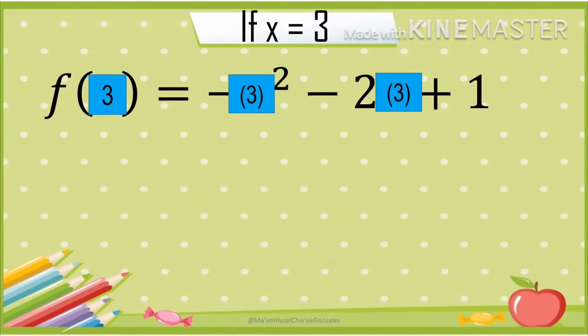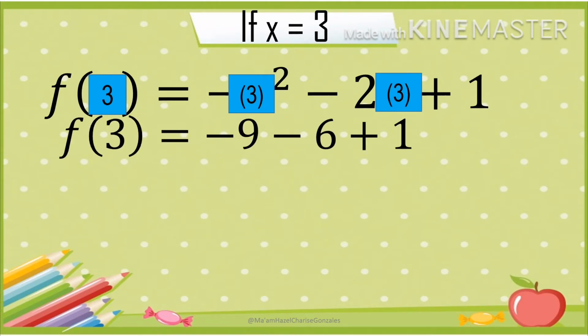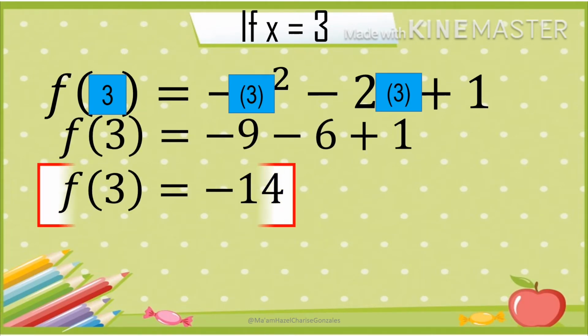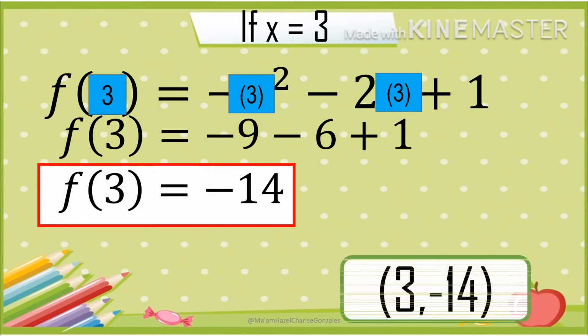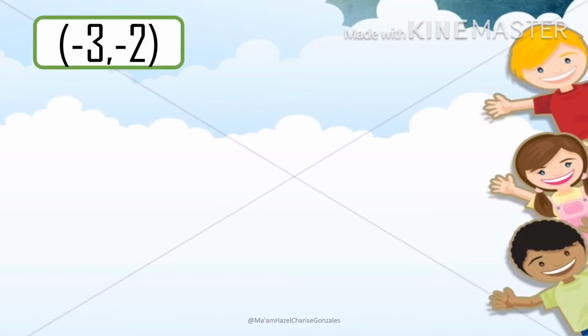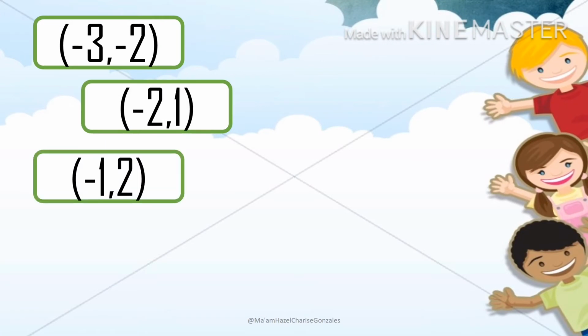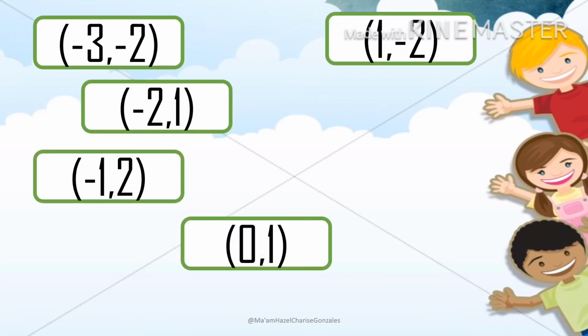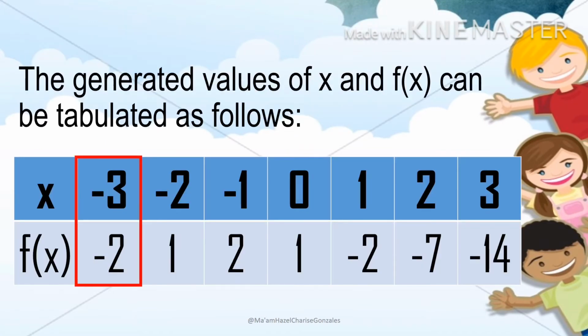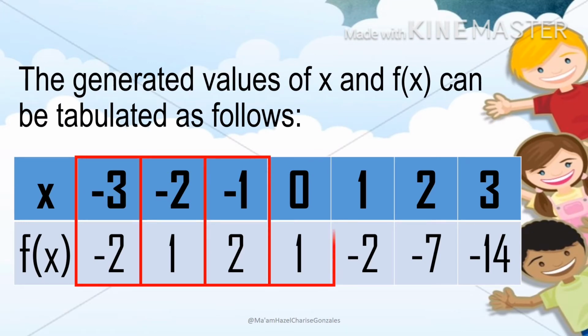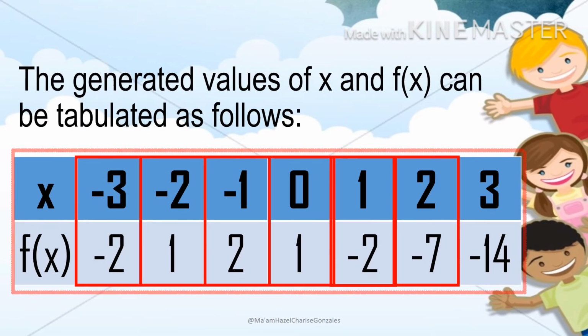Lastly, the value of x is equal to 3. By substitution method, the answer is negative 14. So we have 3, negative 14. Take note that for every value of the independent variable there is a corresponding value of f of x. The generated values of x and f of x can be tabulated as follows.